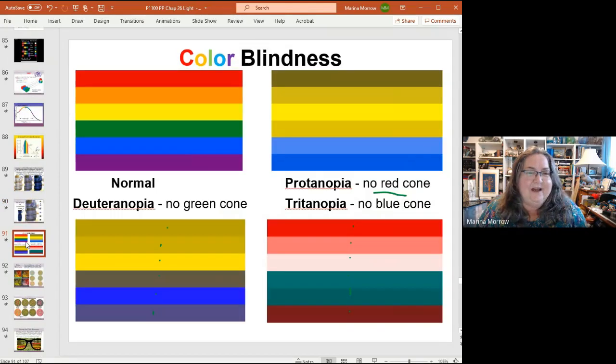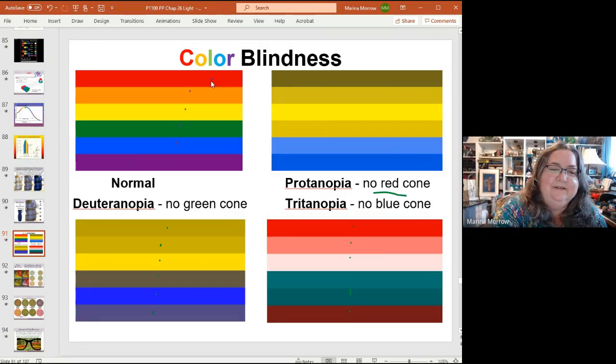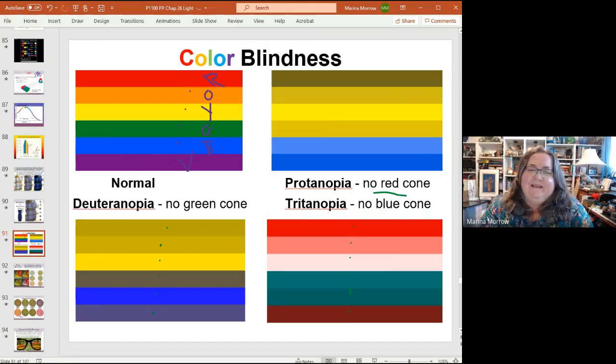So color blindness. This is a flag that has purple or violet, blue, green, yellow, orange, and red. Actually, let me write them there. So there's violet, blue, green, yellow, orange, and red. But on the right side is protanopia, which means no red cone. And that actually looks like a blue, blue, and then a sort of yellowy gold, gold, yellow, gold, and a dark gold.